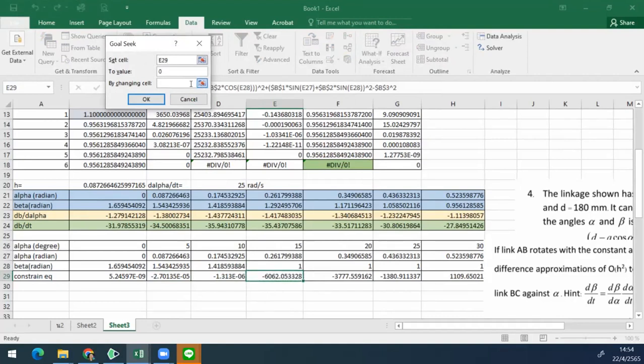Actually, in Excel, you may change it to be the value that you would like to predict. It's maybe not 0 like this.